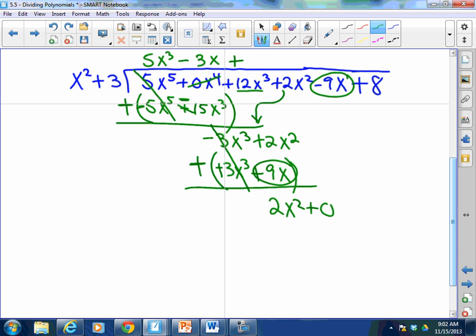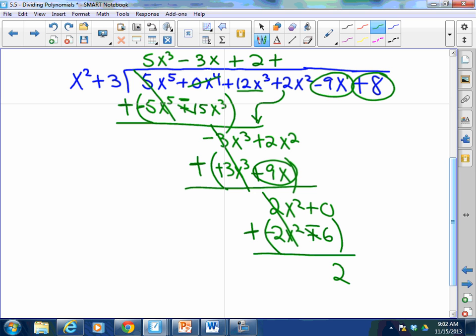How many times does x squared go into 2x squared? No, not 2x. Just 2 times. Subtract my product. 2 times x squared is 2x squared. 2 times 3 is 6. Distribute the negative. First terms must cancel. I have a negative 6 plus an 8, which is 2. And that's my remainder. So plus 2 over x squared plus 3. Long, tedious, but easy. Does that make sense, guys?